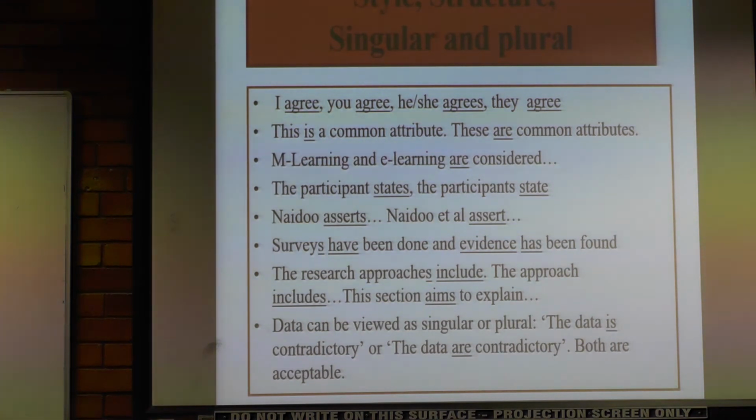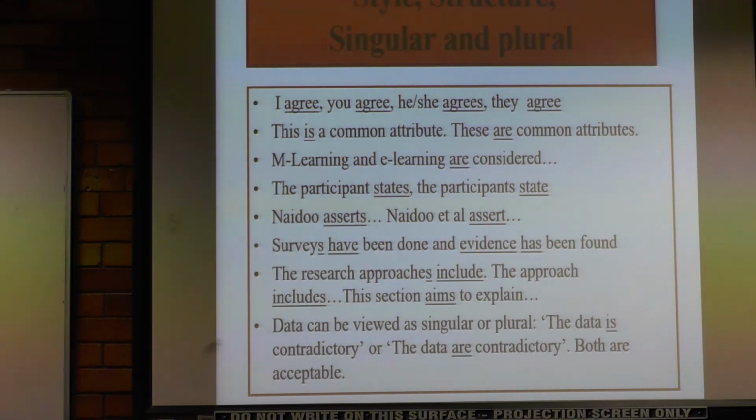Let's look at the second last bullet. Look at the second sentence in it. This section aims to explain. Sometimes it's a bit difficult when something is not a person, because a section is a thing, and you might want to say, this section aimed to explain. But it is singular: this section aims to explain.